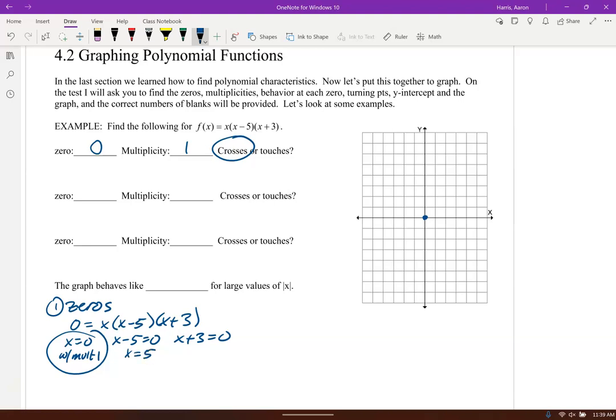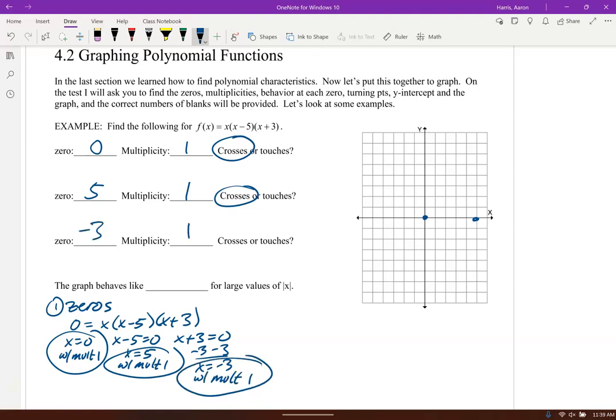The next one, x minus 5 equals 0. Solve that for x equals 5. There's only one of those as well. So 5, multiplicity 1, so it must cross. And finally, x equals negative 3. There's only one of those. So with multiplicity 1 as well. So it's got to cross through there at negative 3.